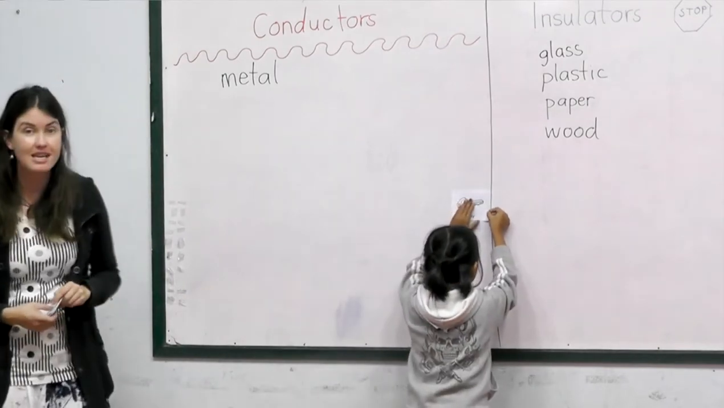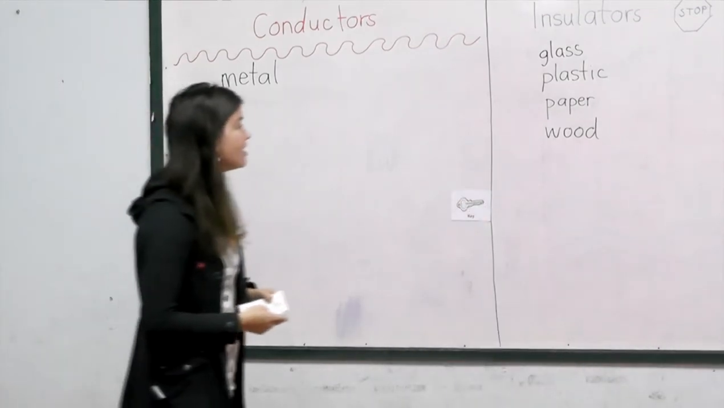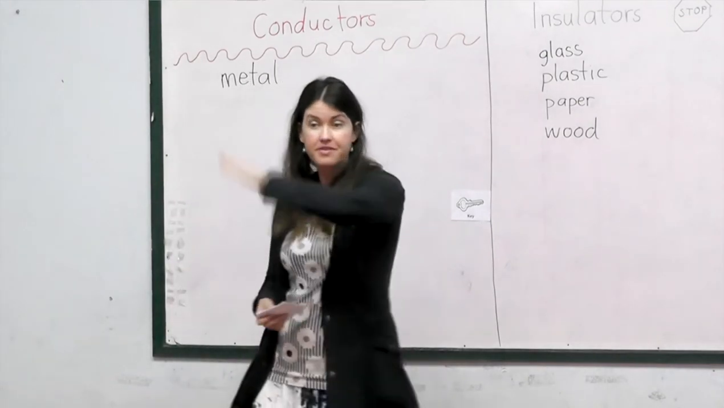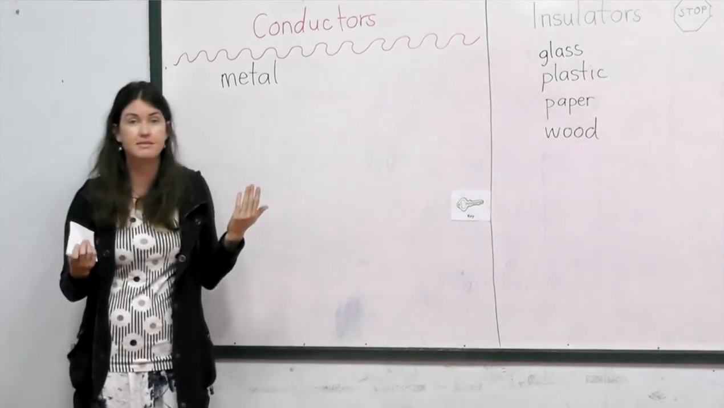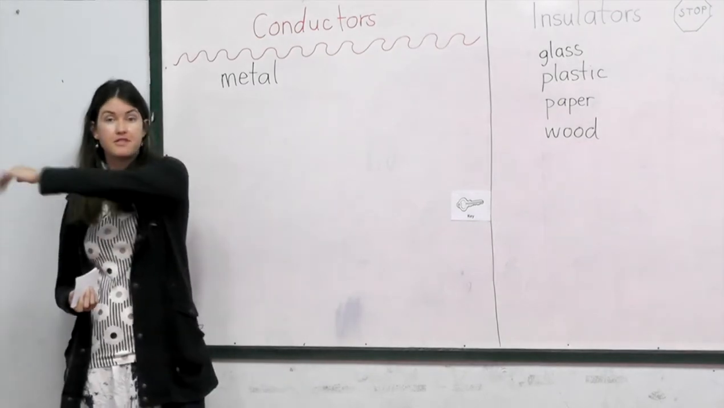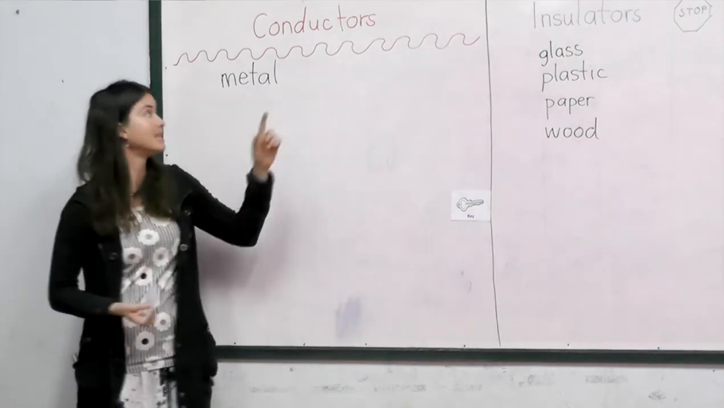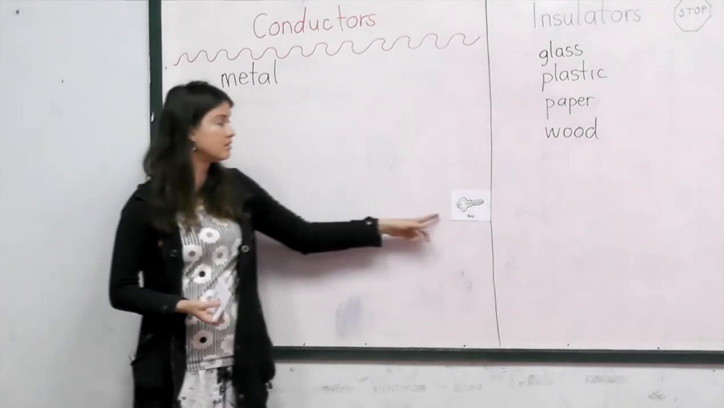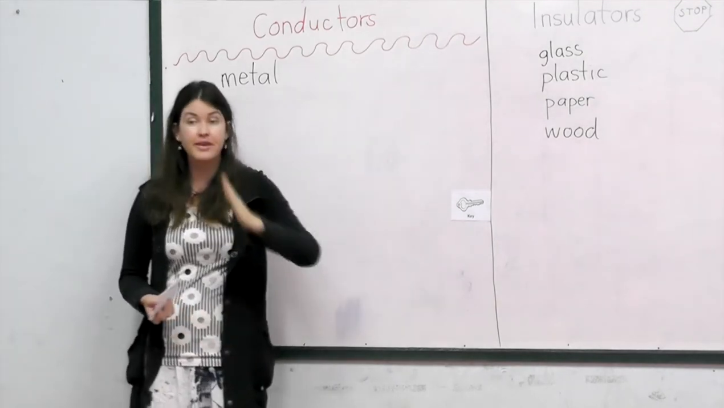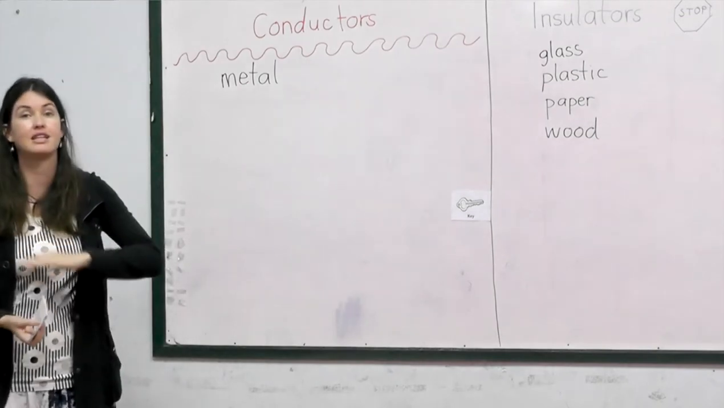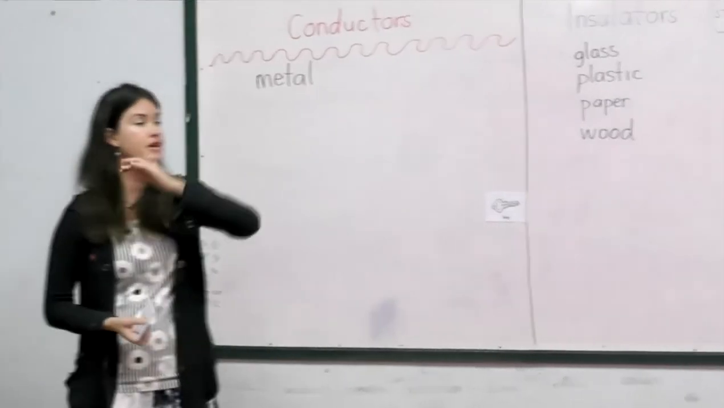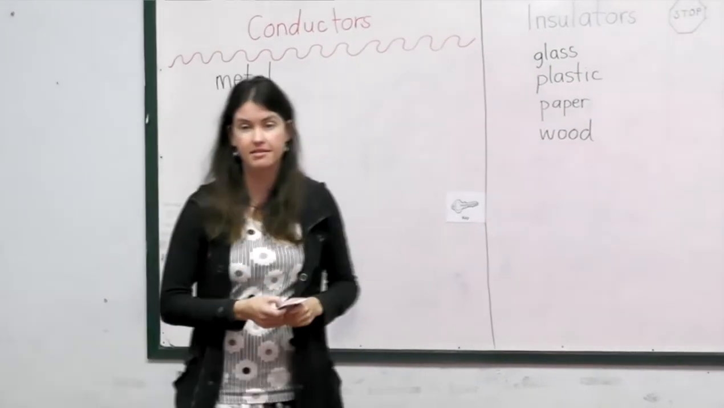So that key is metal. Is that electricity going to move through that key? What do you think? Yes. Will that electricity move through that metal key? Yes, it's metal. So that is probably going to be a conductor of electricity. That electricity is going to move through that key.